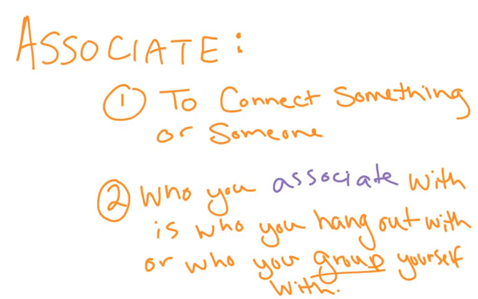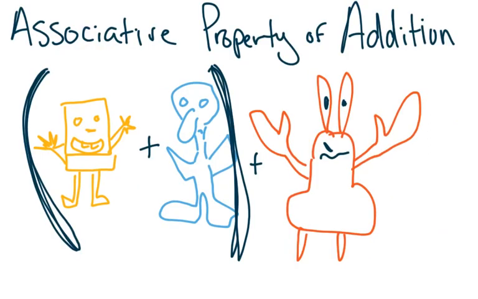To associate, first of all, means to connect to something or someone, especially in your mind. You can make a connection between them. It also means who you associate with is who you hang out with, who you group yourself with. So when you hear the word associate, think about who you're hanging out with, who you're grouped with. In the associative property of addition, here I have SpongeBob, and in his neighborhood, he associates with Squidward. They see each other around their street, they live right next door to each other, they're grouped together.